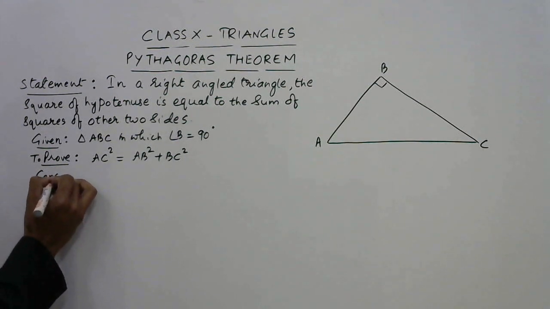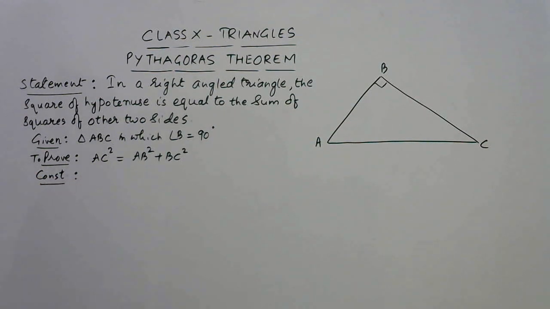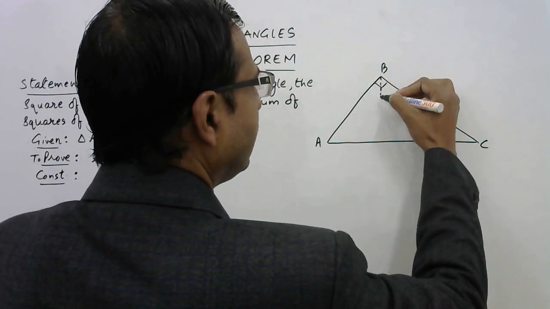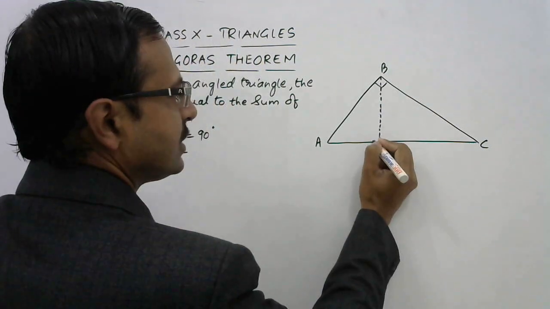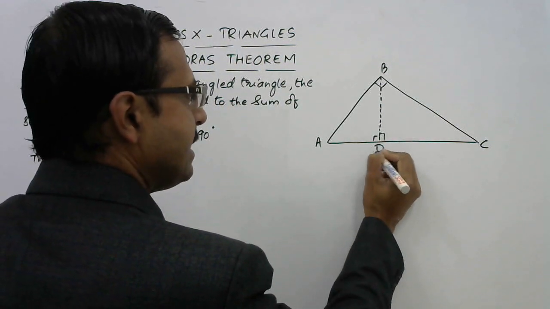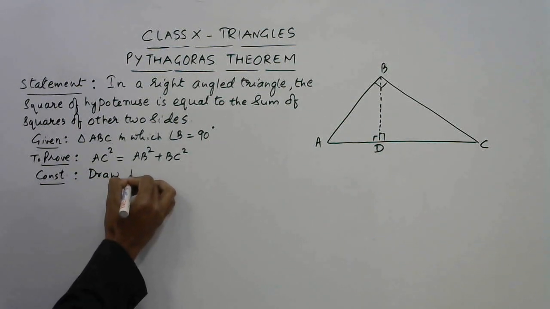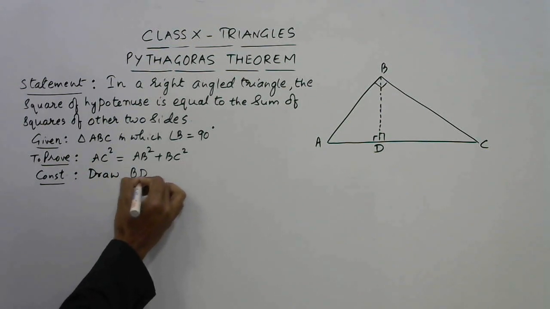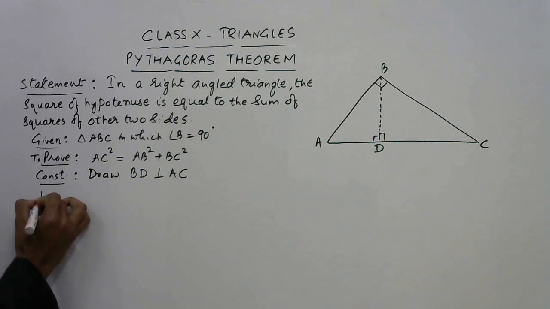I told you that all the theorems involve a construction. So here also we need to do some construction, a helping line. From B, we will draw a perpendicular on the hypotenuse AC, like this. So this is the perpendicular D. So BD is to be drawn perpendicular to AC. Now this is the construction. Now let us start the proof of this important theorem.